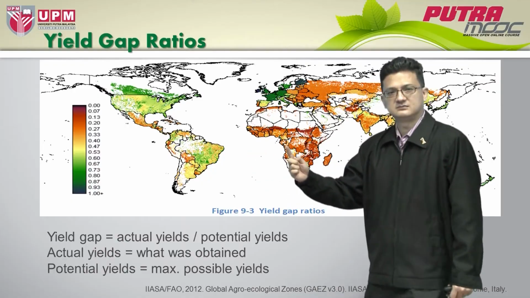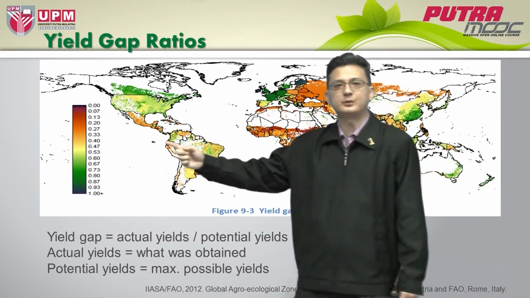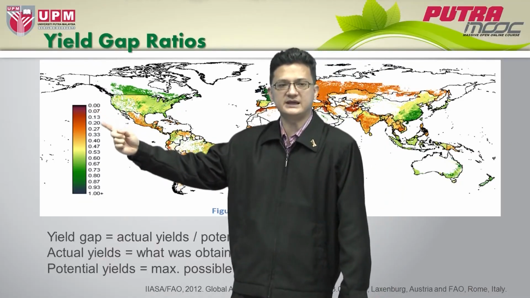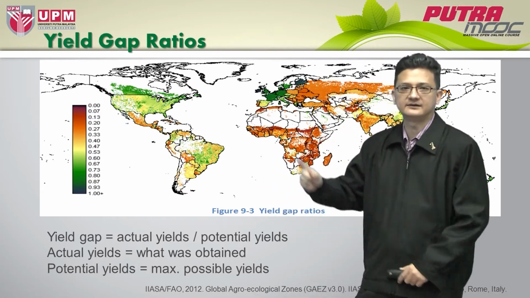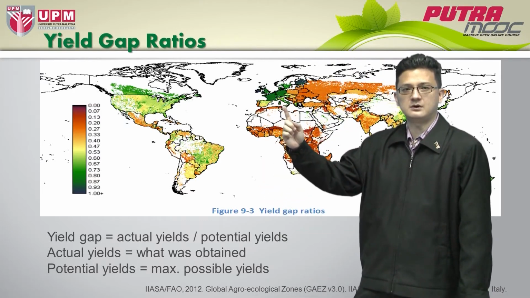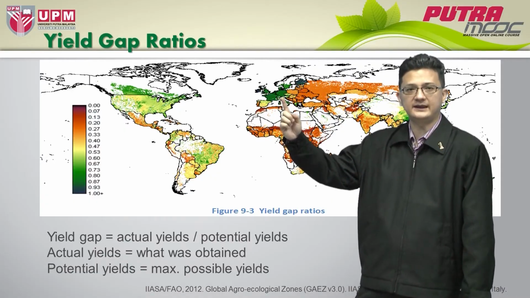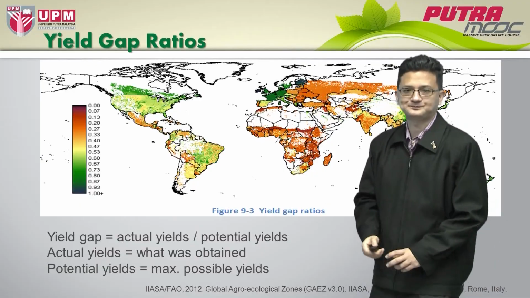In Africa, the biggest continent, it's red. That means there's a huge potential to increase the yield. They're only getting a very small portion of what they could get. Central Asia, orange-red. Europe, Western Europe, green. That means they are getting very high yields. They are meeting their potentials.